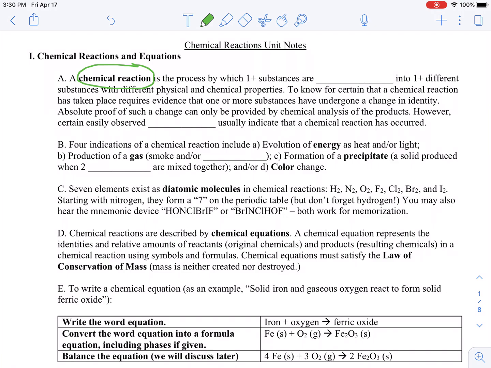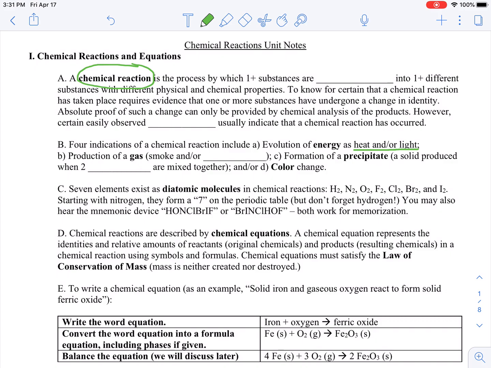Number one, we might see heat or light being given off. That is indicative of energy being released. We might see a gas. Now, it's hard to see a gas, so you might see some smoke, but also if you have a solution, you might see bubbles. Bubbles are evidence of a gas.